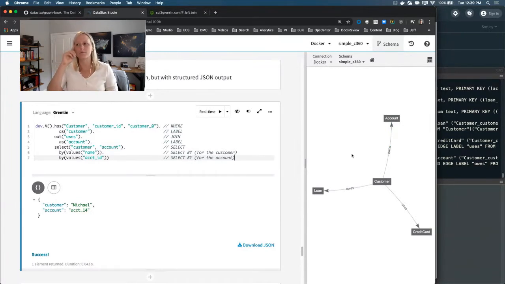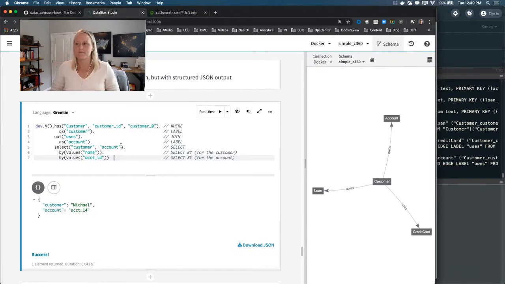No worries. The thing to remember here is that when you have these select statements and then you have your by modulators, which is what they call them in Gremlin, these by modulators are applied round robin to your elements in your select statement. So the first by modulator goes to the first thing, the second by modulator goes to the second thing, and that keeps going until they run out or they start over at the beginning. That's how you get the nice JSON structure you see at the bottom. So you see that customer is then associated to the name, and account is associated to your account ID. And you can see that in the JSON below.